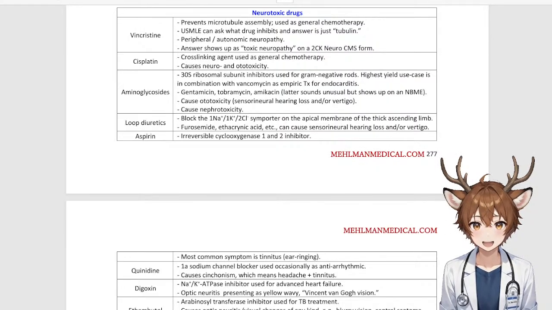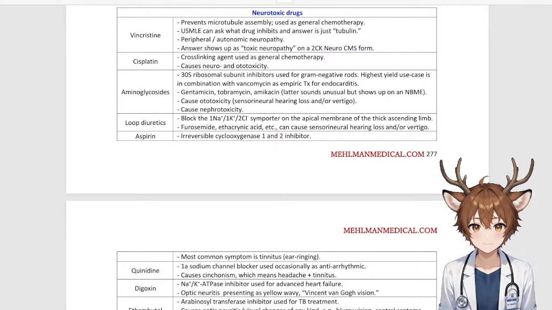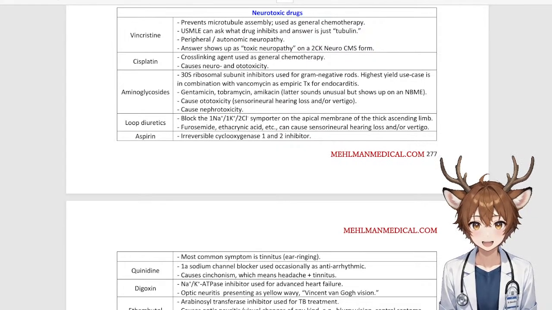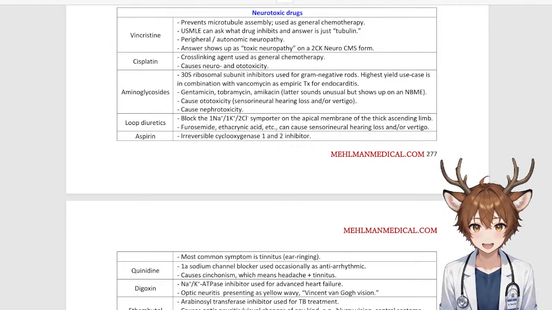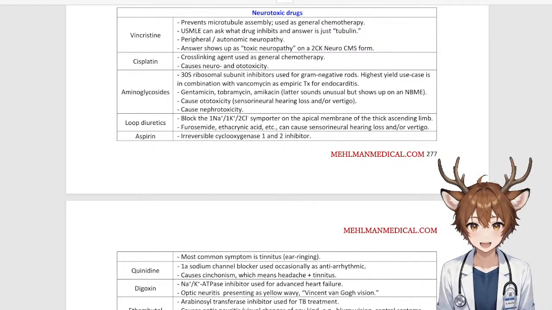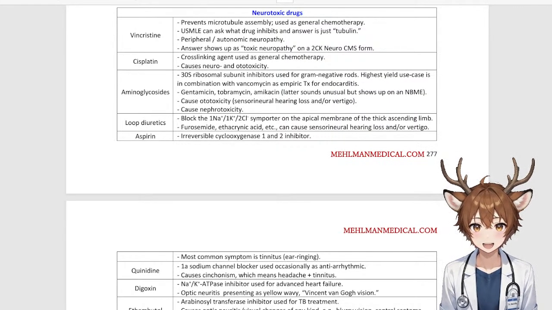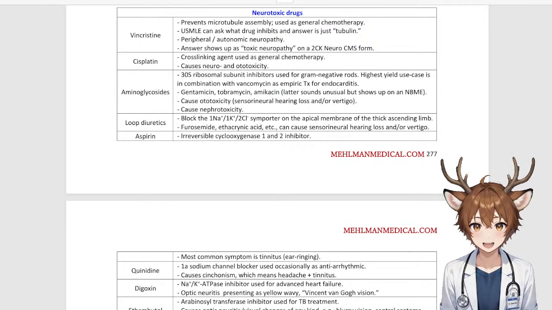Neurotoxic drugs. Vincristine prevents microtubule assembly and is used in general chemotherapy. USMLE can ask what drug inhibits, and the answer is just tubulin. It causes peripheral/autonomic neuropathy. The answer shows up as toxic neuropathy on a 2CK neuro CMS form. Cisplatin, a cross-linking agent used as a general chemotherapy, causes neurotoxicity and ototoxicity.